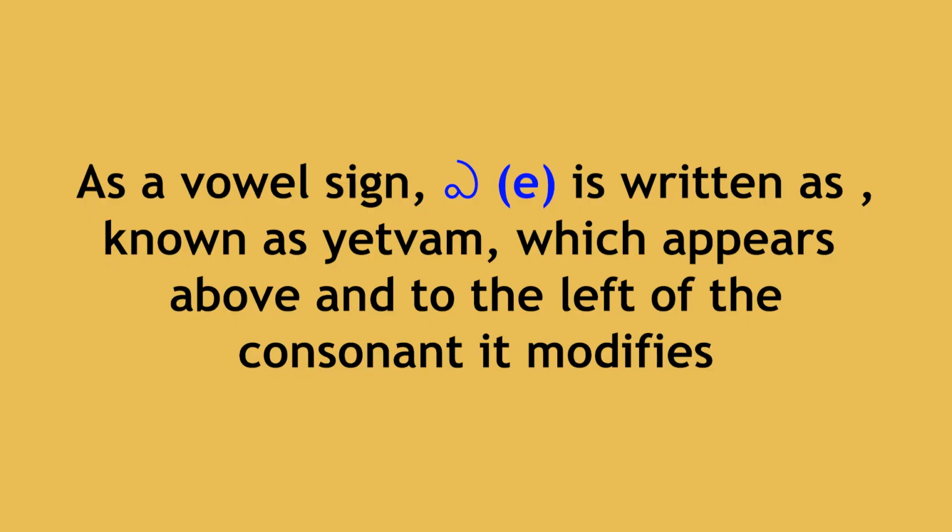As a vowel sign, A is written as a mark known as etvam, which appears above and to the left of the consonant it modifies.